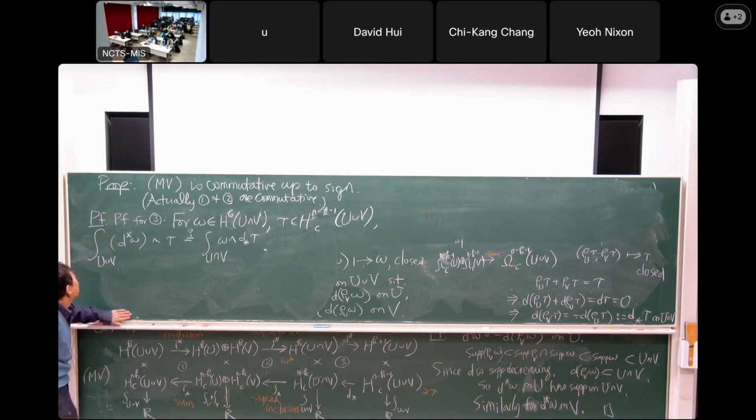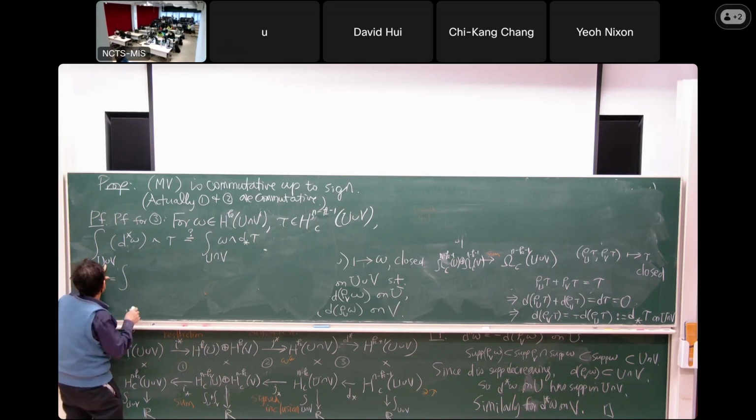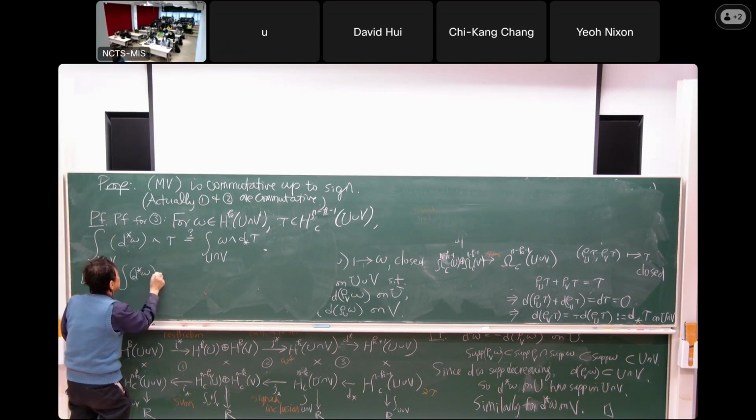So let's do the left-hand side. I just proved that the upper star of omega is supported in the intersection, so it is 0 outside the intersection. That means this integral on the union is actually the same as the integral on the intersection.